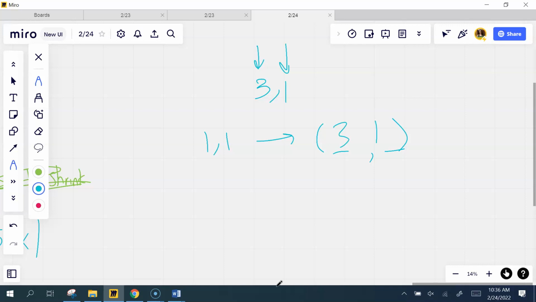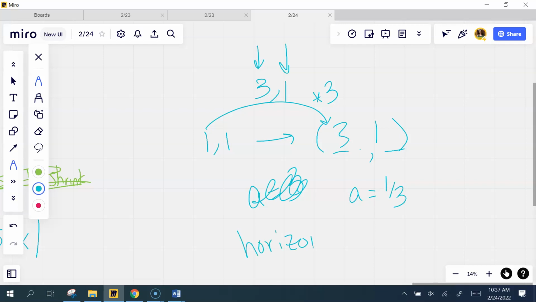Well, how did I get here? What did I have to do? My A would be 3. Actually, my A would not be 3. What would my A be? To get from here to here, I multiplied by 3, right? But remember, this one is horizontal because it's impacting x. So what would it be? Remember, you're doing the opposite. What would your A be? 1/3. Horizontal flips. Remember?